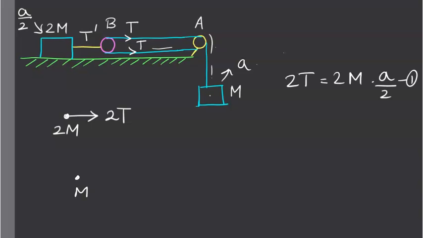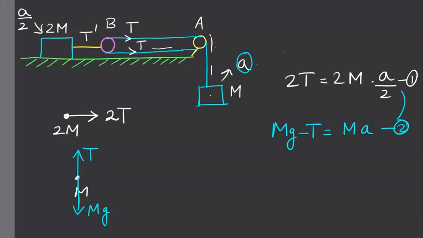For mass m, what is the scenario? The downward force is mg and the upward force is T. So that will be mg minus T, equal to ma, because we assume that the acceleration of mass m is a. Then we have to solve both equations 1 and 2.